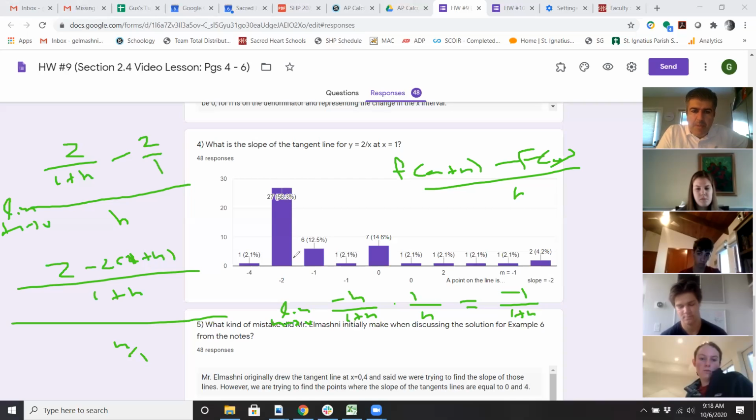Oh, it's 27 people that said that. Okay, hold on. Got it. Okay, I was just confused. I thought 27 was the answer. But if you plug in 0 for h, you should get negative 1 as a slope. I'm pretty sure that's, let me just do it really quickly. 2x to the negative 1 power.